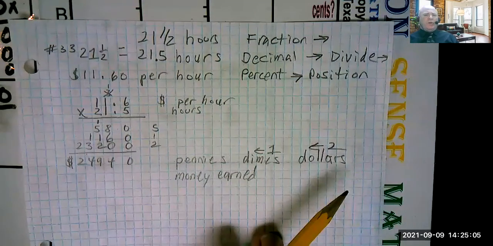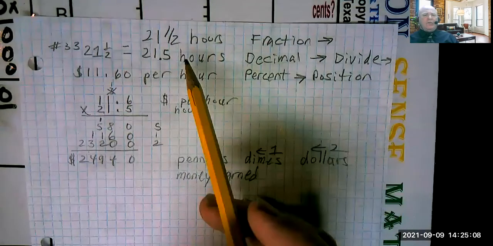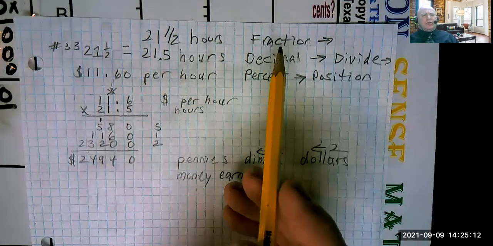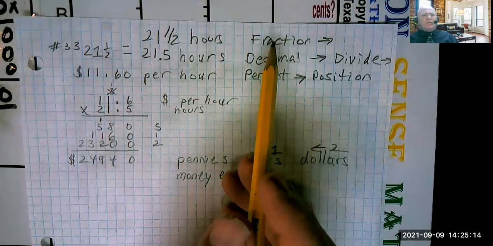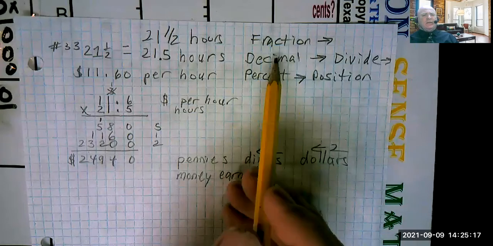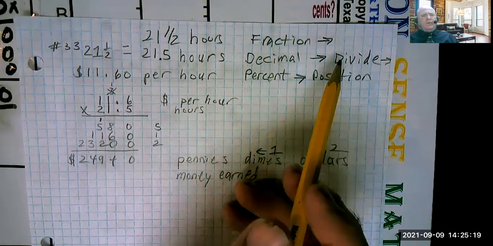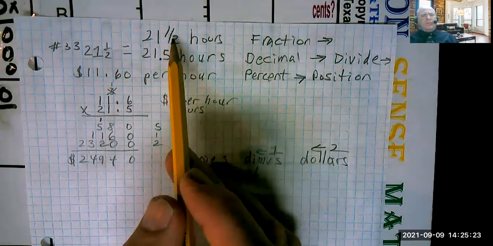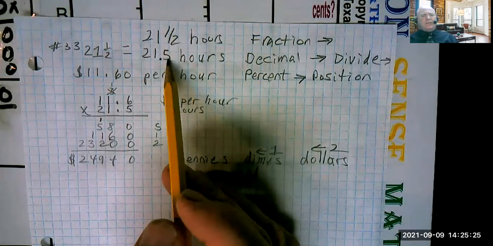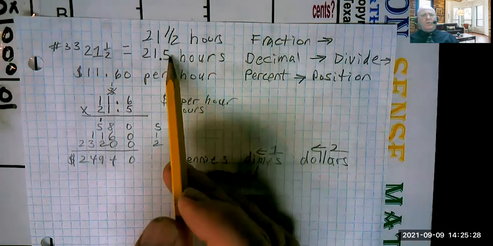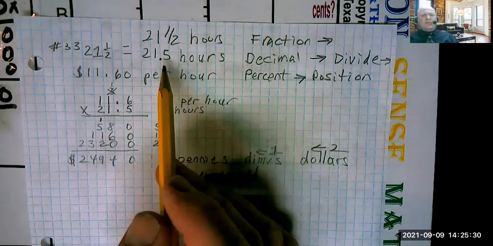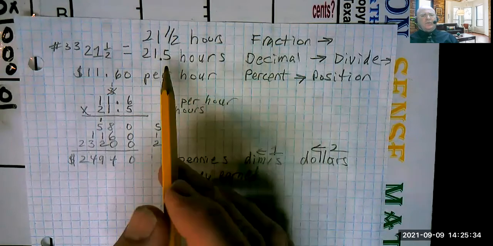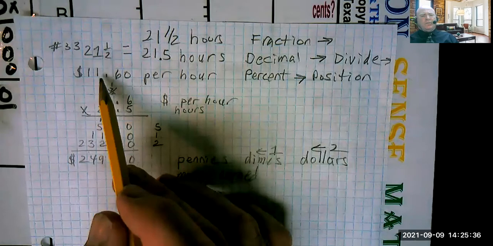Remember, they worked for 21 and 1/2 hours. I want to take that fraction and change it to a decimal. Then let's divide. 1 hour divided into 2 equal parts is 0.5, or 5 tenths. Okay, so 21.5. And so because hours and dollars are different, we have to multiply.